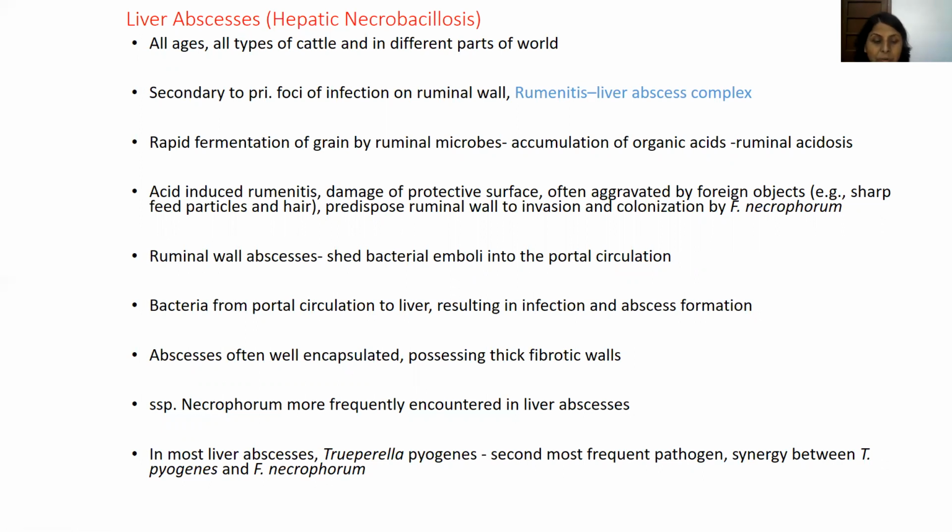Sometimes the abscess gets well encapsulated, with thick fibrotic walls. Fusobacterium necrophorum subspecies necrophorum is more frequently present in liver abscesses. Trueperella pyogenes is the second most important pathogen present along with Fusobacterium, and it produces a synergistic effect between Trueperella pyogenes and Fusobacterium necrophorum.